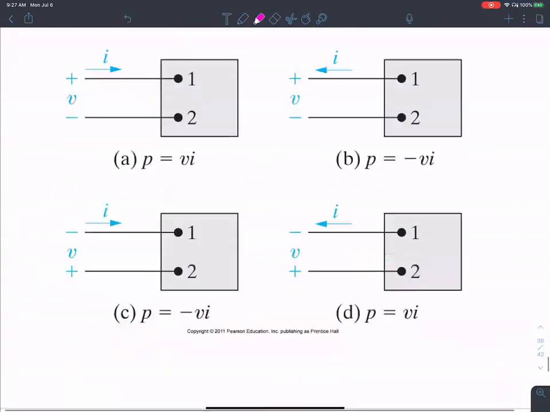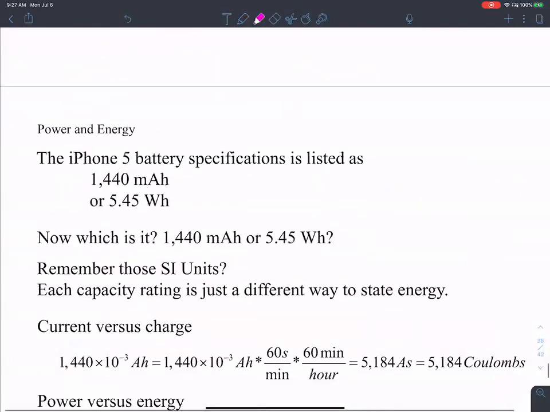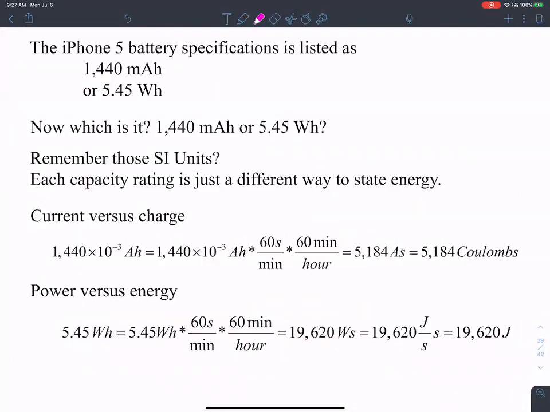So that's the idea of passive sign convention. Here is an example, an iPhone battery. It has specifications listed as 1440 milliampere hour or 5.45 watt hour.